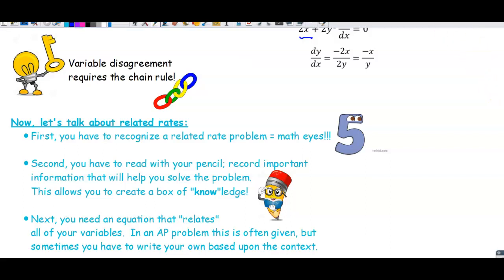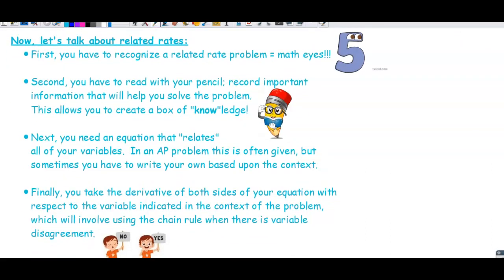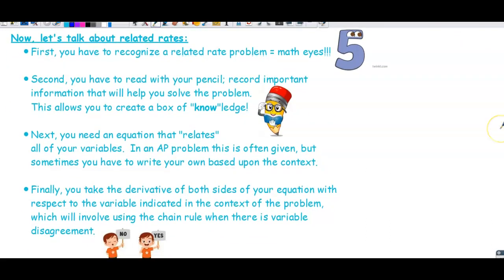So let's get back to what we really are here for. Let's talk about related rates. So to win a related rate problem, to conquer it, to defeat it, the first thing you have to do is to recognize a related rate problem using your math eyes. You have to be able to see it. You have to know what the key words are that tell me I have now entered a related rate problem, and we're going to talk about that in the video.